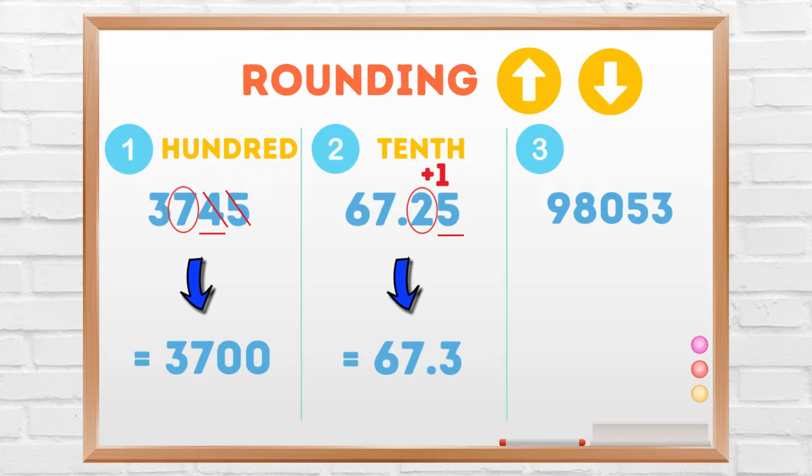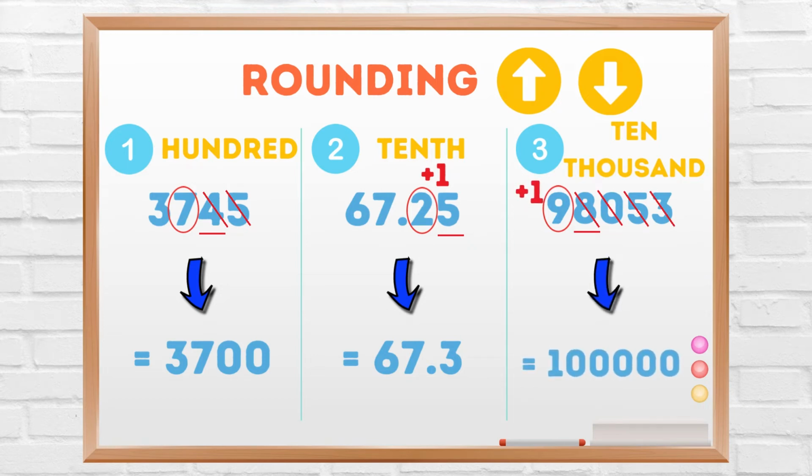Now it's time for the final number. Try to round 98,053 to the nearest 10,000. Pause this video and when you've worked out your answer, press play. So the digit 9 will be our rounding number because it is in the 10,000s place. The number to the right of 9 is 8. This means we need to add 1 to our rounding number because 8 is more than 5. 9 plus 1 equals 10. And all of the remaining digits become 0. So 98,053 rounded to the nearest 10,000 is 100,000.